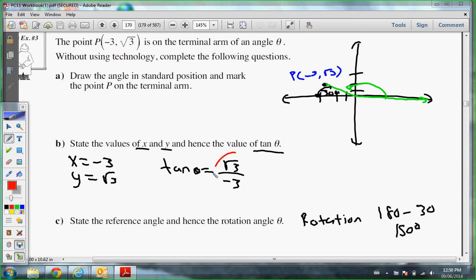If I'm losing you, I got that from our chart, the chart at 30 degrees. And then I figured out, we know from our picture that we're in quadrant 2, so we know that the reference angle starts from that terminal arm to 30 right there.